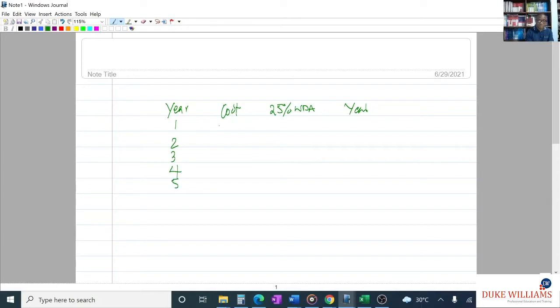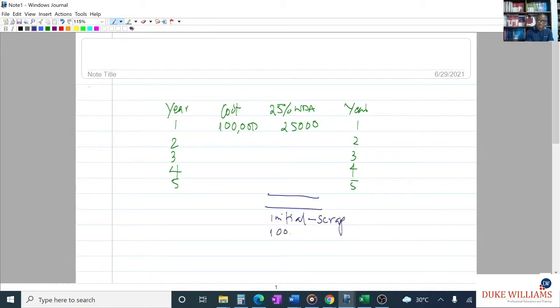1, 2, 3, 4, 5. Okay, so it costs 100,000. 25% is going to be 25 in the same year. So 2, 3, 4, 5. Now, this is what you must remember, that the total written down allowance is always equal to the initial less the scrap value.